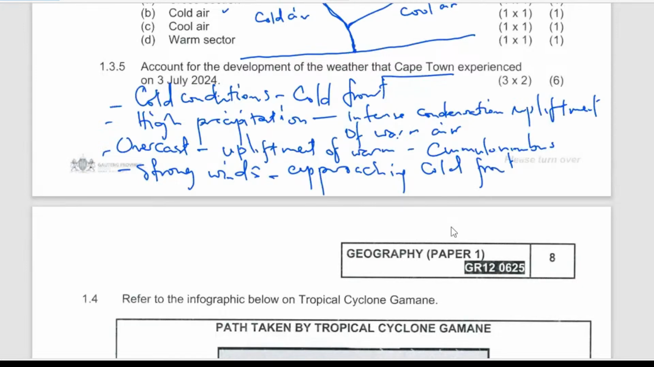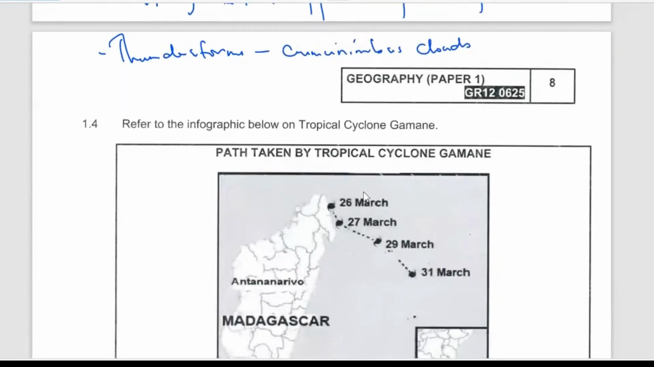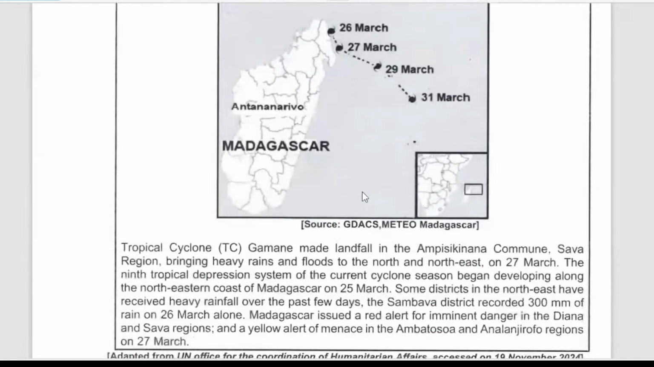Then you can also talk of other weather phenomena like thunderstorms that are likely to be experienced. Thunderstorms, we know well that they are associated with the cumulonimbus clouds. As those clouds form, they likely facilitate the development of thunderstorms. So those are typical weather conditions that you can talk about, which are likely to be experienced around Cape Town as the mid-latitude cyclone approaches the area. Then we go on to the next question.